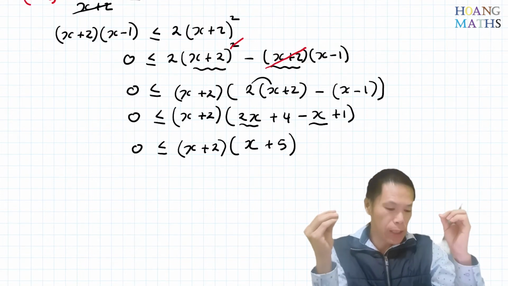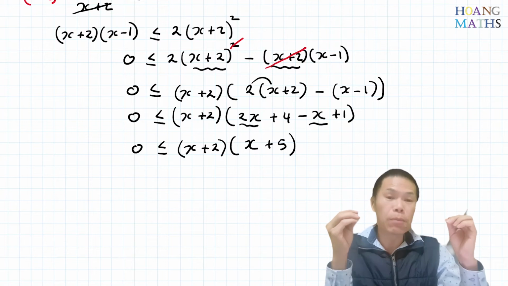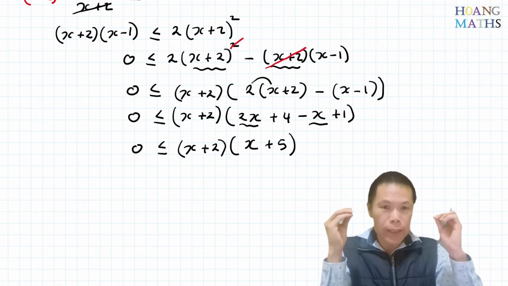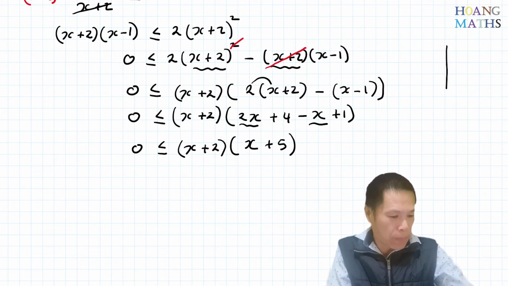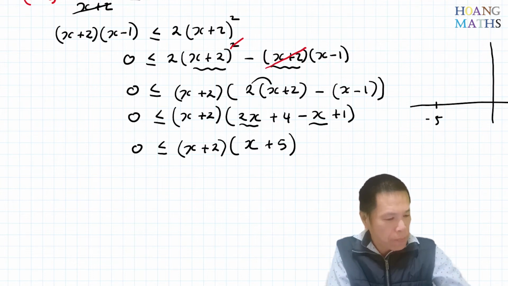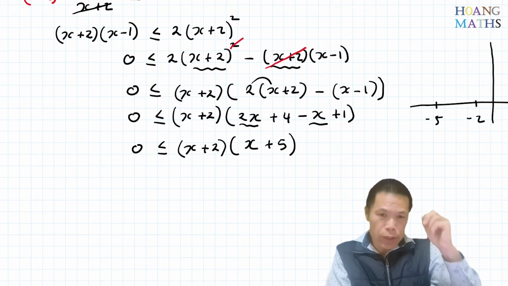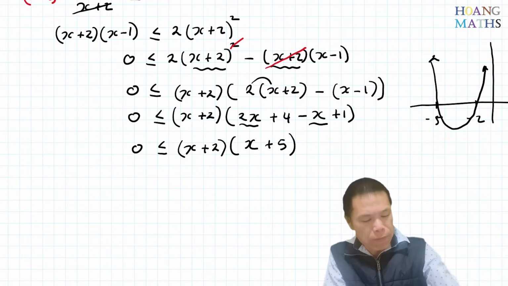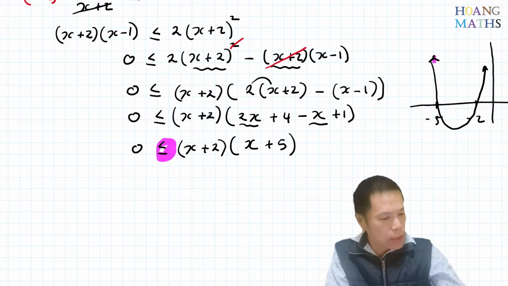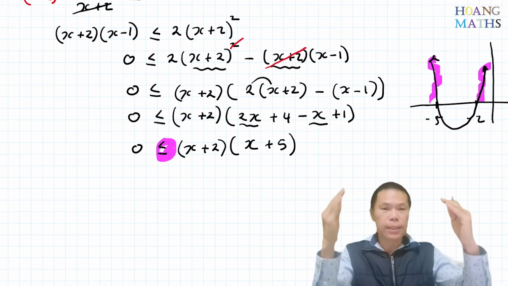Now, if we sketch this, we should have x plus 2 and x plus 5, and the x-intercepts are negative 2 and negative 5, right? So let me just do a quick sketch on here. So negative 5 here and negative 2 here. And the graph is x squared, so it's upright, okay? Just keep that in mind for me, like that. And now we want above 0 because this part is greater than or equal to 0. So we need this answer here, above the x-axis.